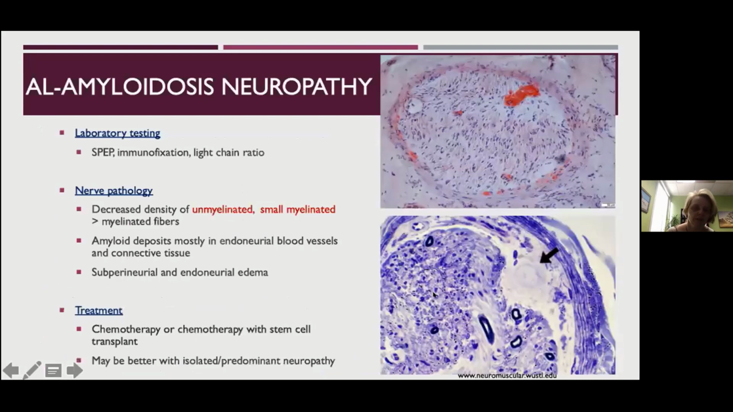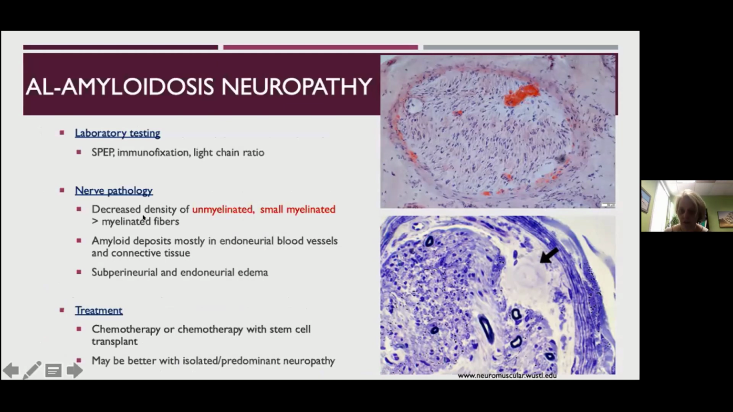The test for light chain amyloidosis is SPEP, immunofixation, and light chain ratio. On nerve pathology, you can see a decreased density of unmyelinated and small myelinated axons, more than thickly myelinated axons.